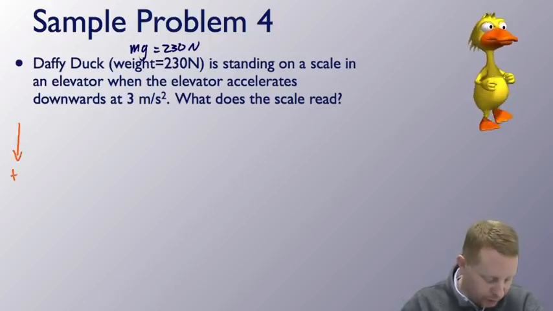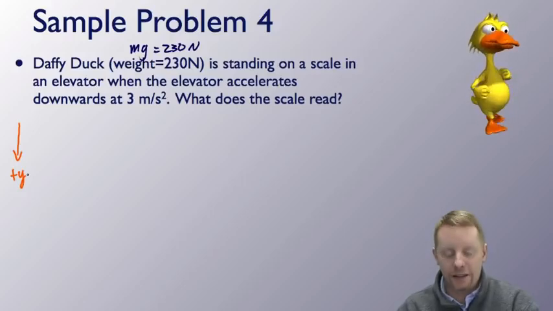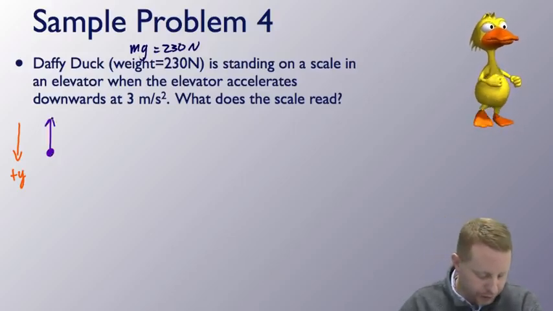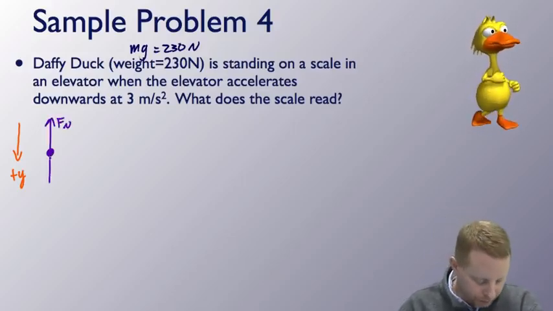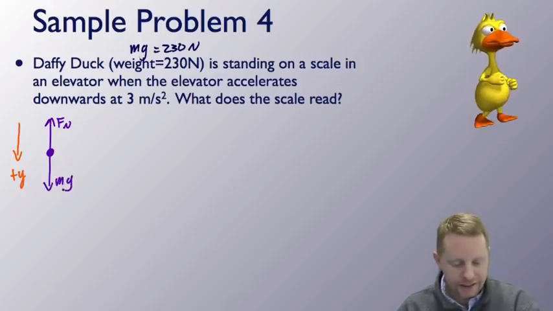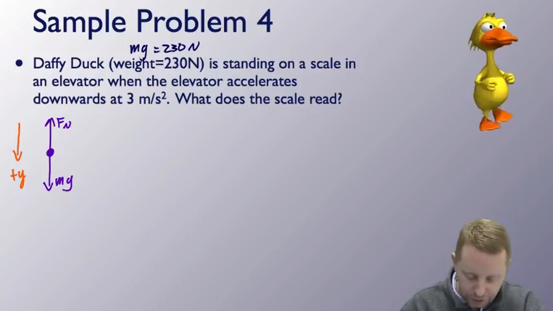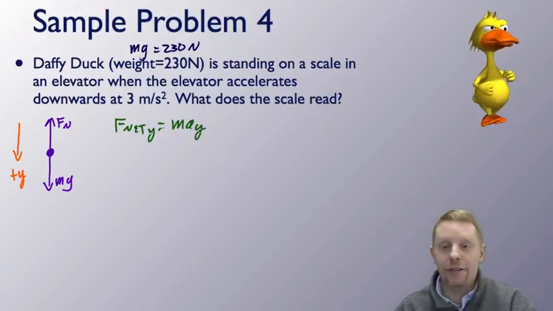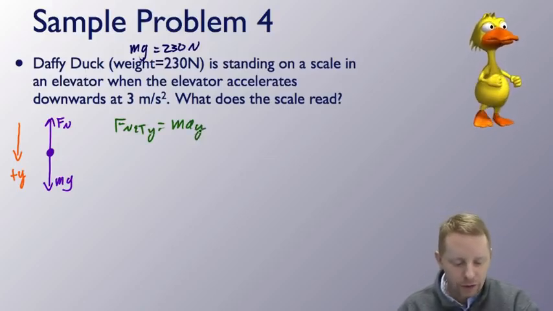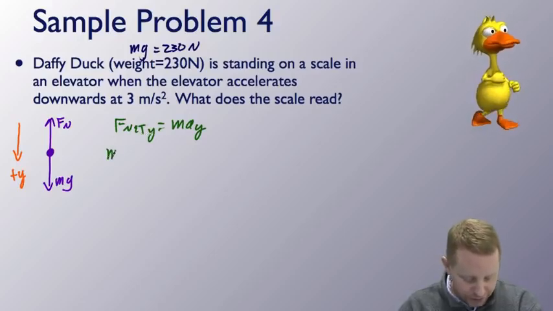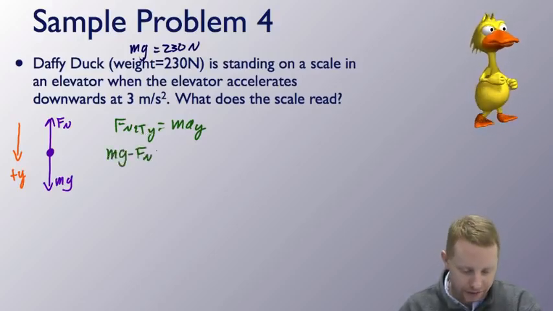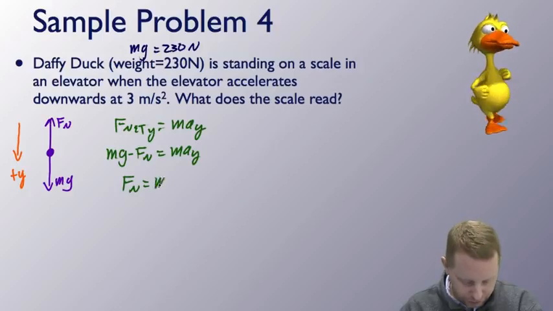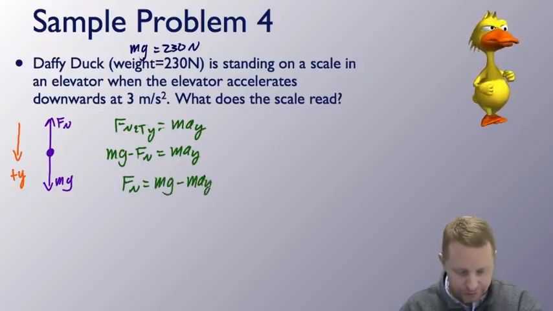Well, let's set up our axis again. We'll call down the positive y direction. That's the direction the elevator moves initially. We'll draw our free body diagram for the situation. There's our duck. We've got the normal force pointed up. We've got gravity down. So net force in the y direction is mass times acceleration in the y direction. Or replacing F net y now with mg minus Fn equals may, or normal force equals mg minus may.